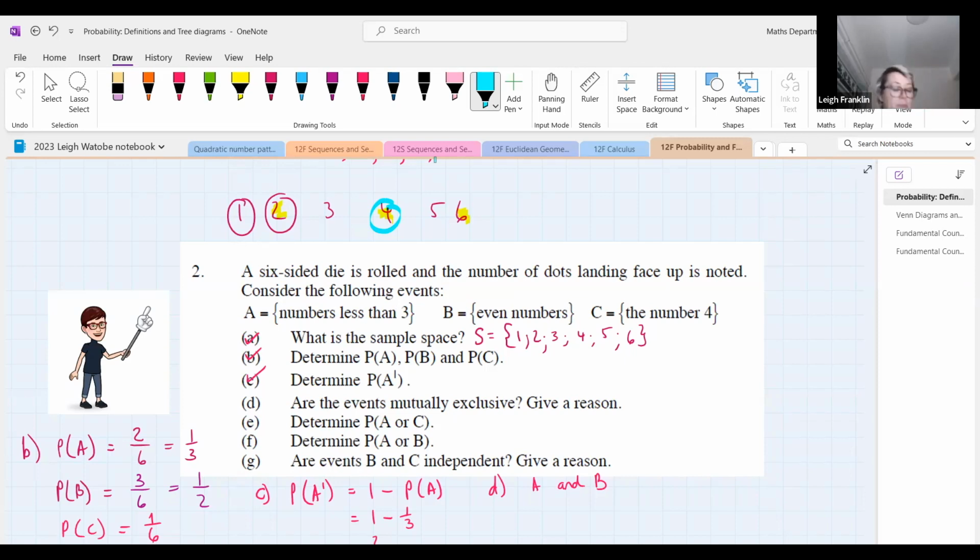Are A and B mutually exclusive? No, they're not mutually exclusive because they share the number 2. Okay, 2 is even and it is less than 3. So A and B is not equal to 0, because 2 is in there. All right, so A and B are not mutually exclusive.